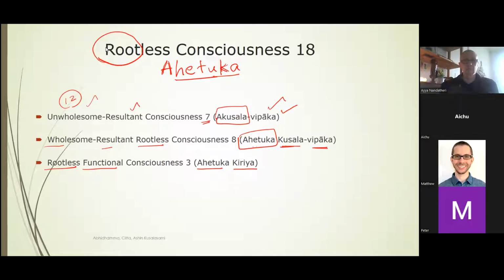Here, what I mean is these 18 consciousness have nothing to do with the roots. Altogether 89, these 18 consciousness are not motivated and not caused by the roots. So the other 71 are caused by the 6 roots, one at a time, not all 6 roots at the same time. So rootless consciousness is 18. There are 3 groups, and the first group is unwholesome resultant consciousness 7, and wholesome resultant rootless consciousness 8.